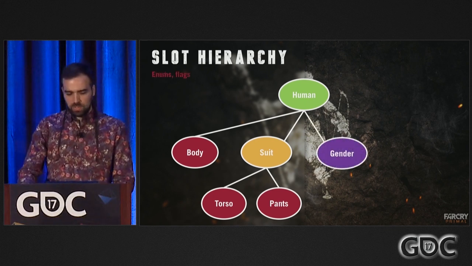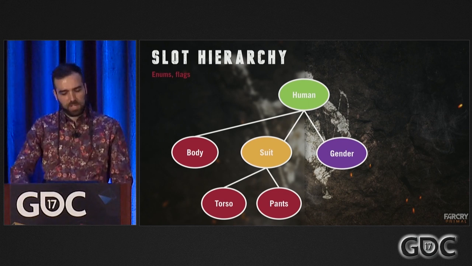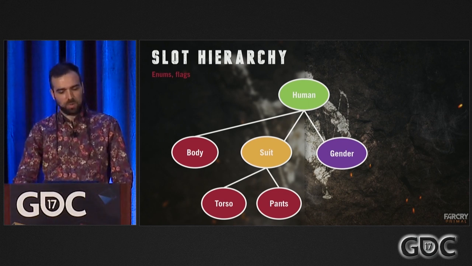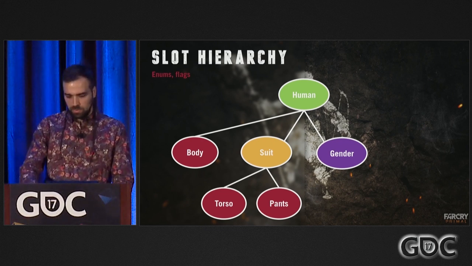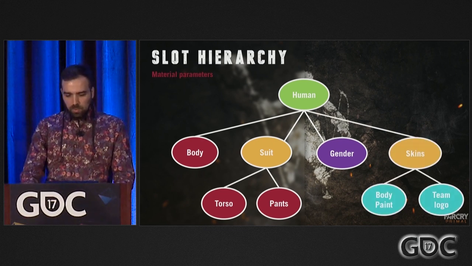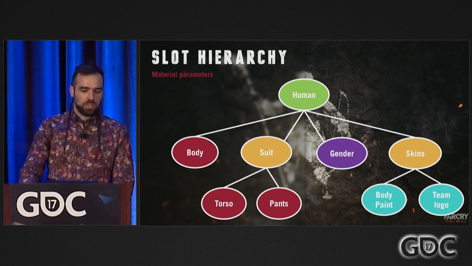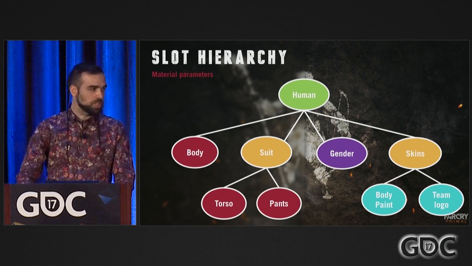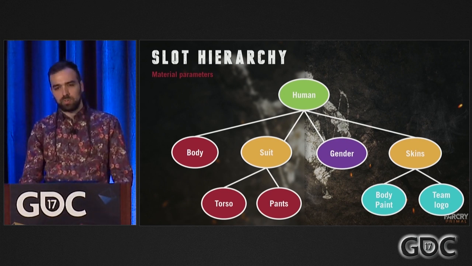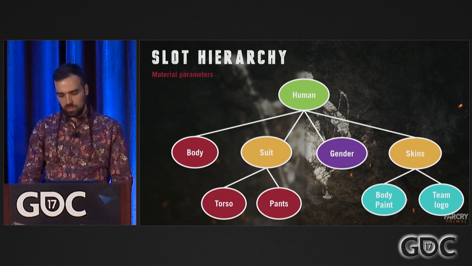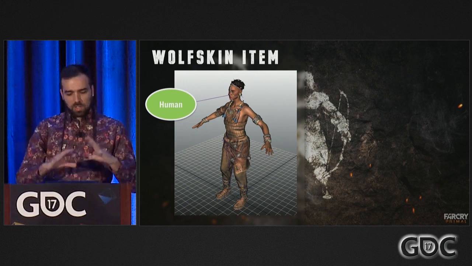You can have other things in the slot hierarchy, such as enumerated values or Boolean flags. There we have a gender enumerated value, which can just take male and female values. Finally, we can have material parameters. There we have a body paint slot and a team logo slot. These are going to feed material parameters to the meshes and interact with each other, and we'll see that in detail. So that's the slot hierarchy in the config file.